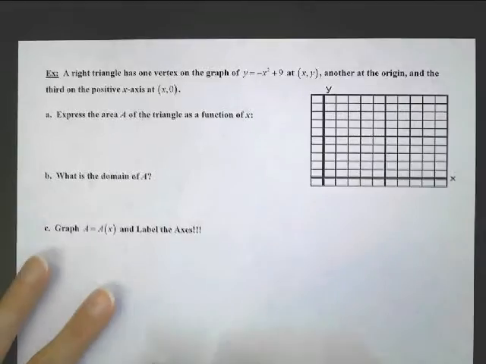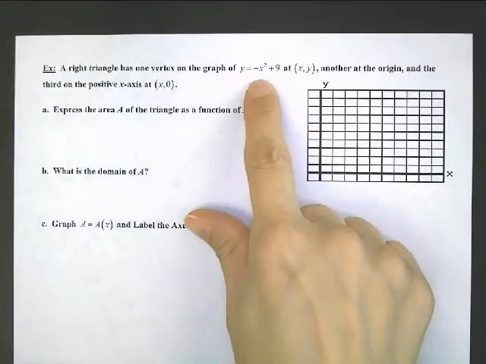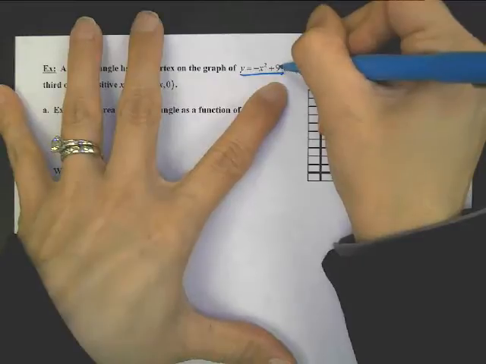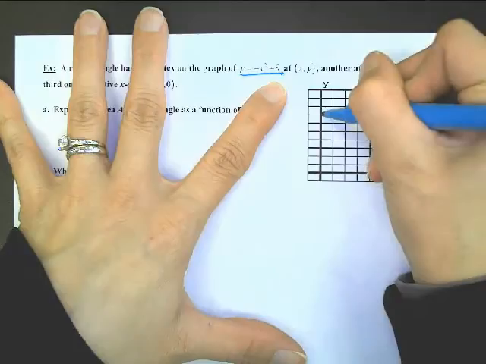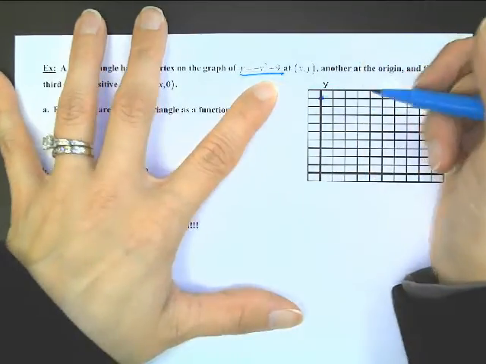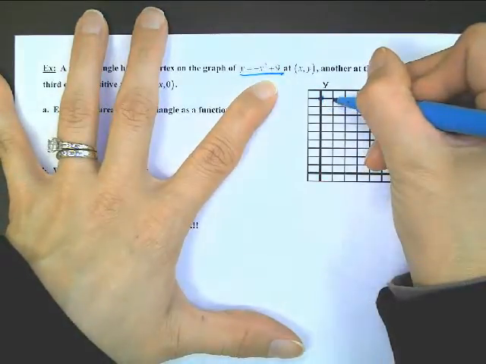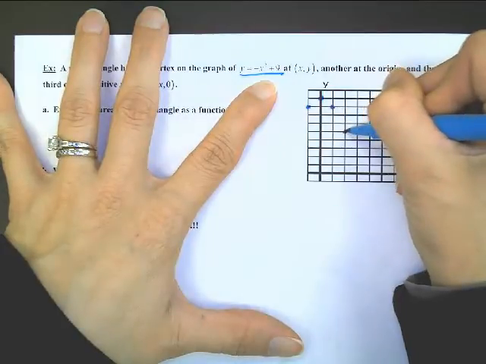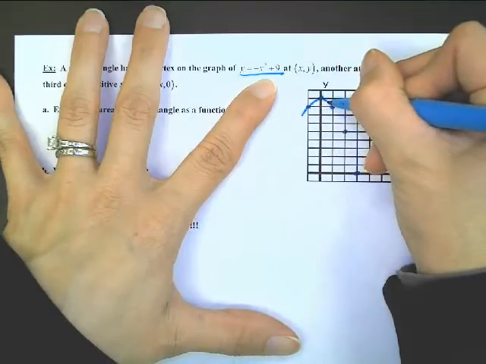Okay, here's another one. We have a right triangle on the vertex of a graph. So what shape is this graph? Parabola opening down, but it's 9 units up. So let's go 1, 2, 3, 4, 5, 6, 7, 8, 9. Oh, this is kind of fun. Let's do the growth pattern for a parabola. Over 1, down 1. Over 1, down 3. Over 1, down 5. So here's the parabola.